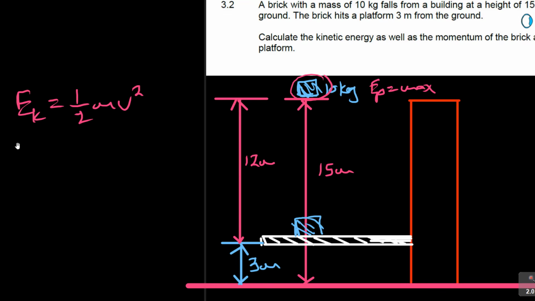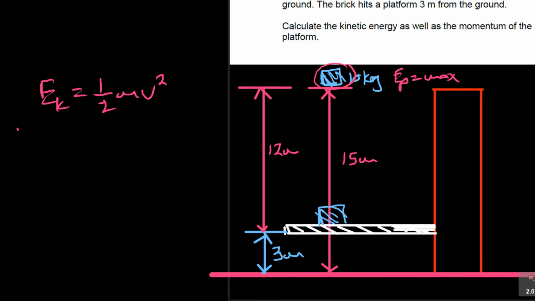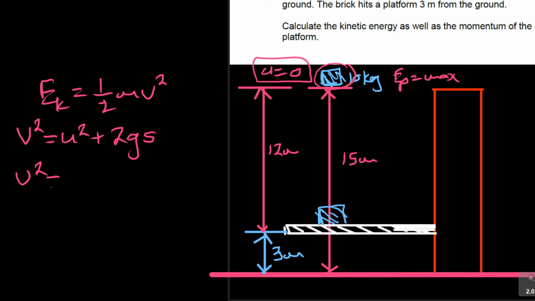But since they want kinetic energy, you can come here and say, I know the other formula for kinetic energy, which is that one. 2, remember I said already, you just put g. The formula says 2as, you put g. Now, initially, u here is equal to 0. It was not moving. Initial velocity is 0. So v squared is equal to 0 plus 2g, which is 9.8.